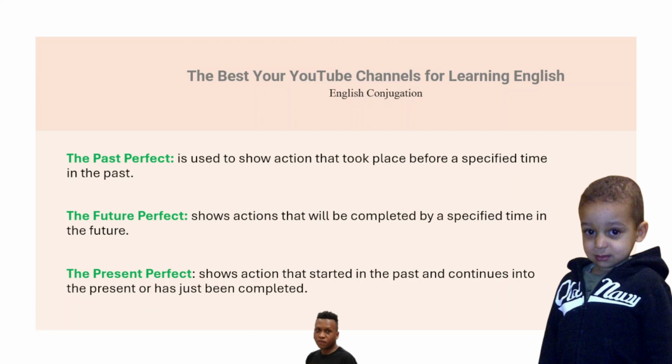Okay, so this is how I break them down. The past perfect is used to show action that took place before a specific time in the past. The future perfect shows the action that will be complete by a specific time in the future. The present perfect shows action that started in the past and continues into the present or has just been completed. So we're going to look at the past perfect, the future perfect, the present perfect.